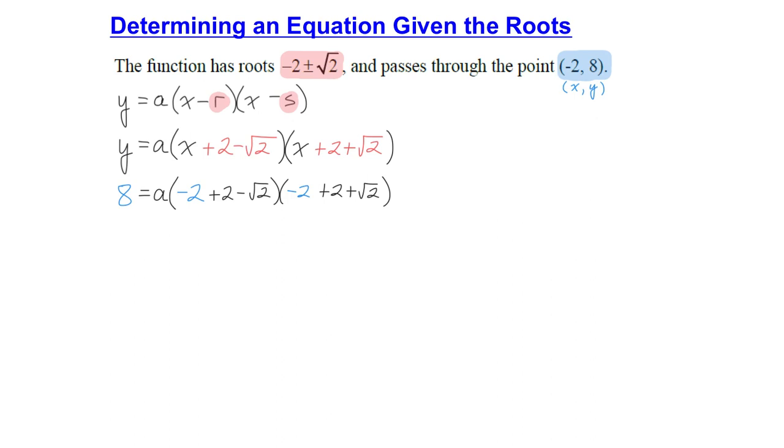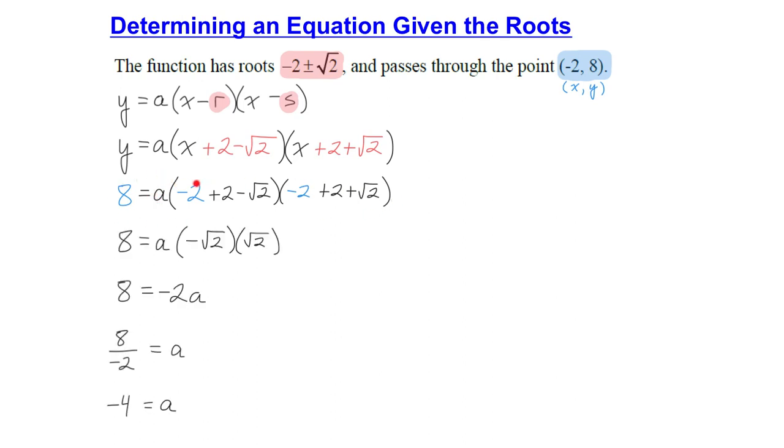Now I need to solve for that a value, so I'm going to use (-2, 8) as the point that I'm substituting in. x is -2, so replace x with -2 wherever you see the x. And y is 8, so wherever I see y, I replace it with an 8. Now I have enough information that I can solve for a.